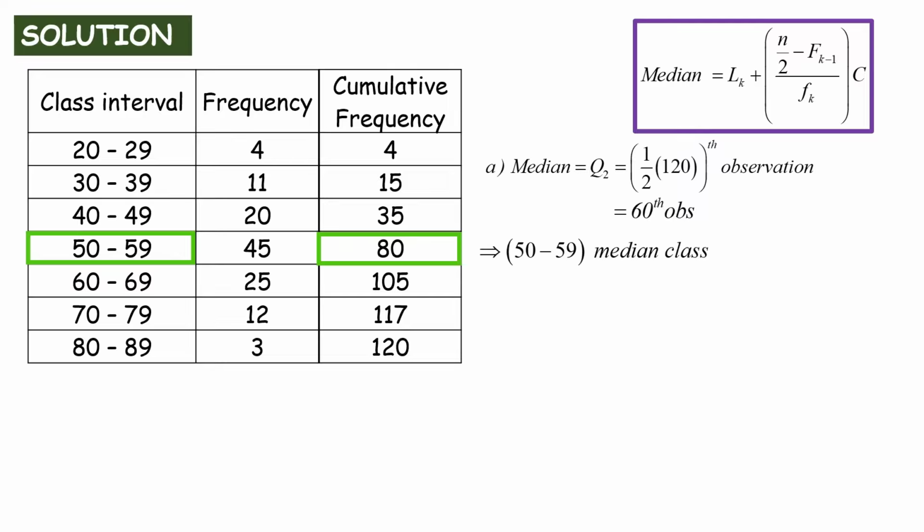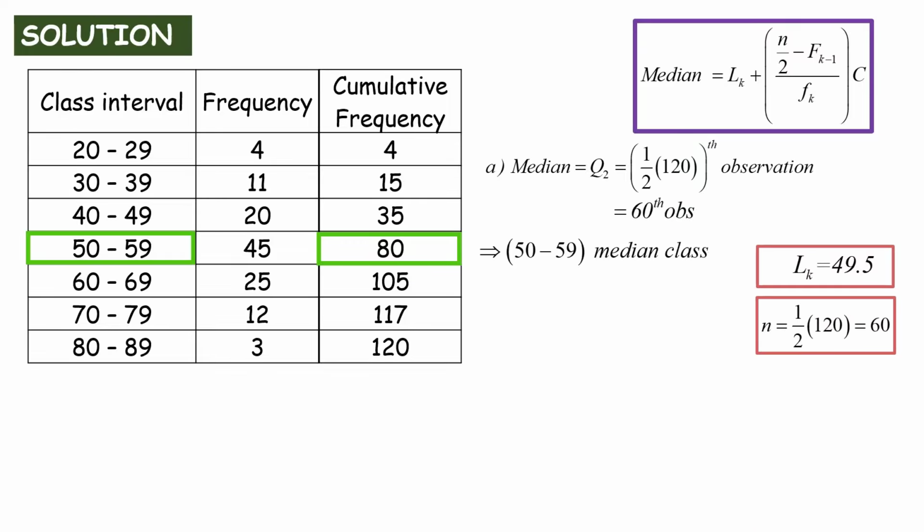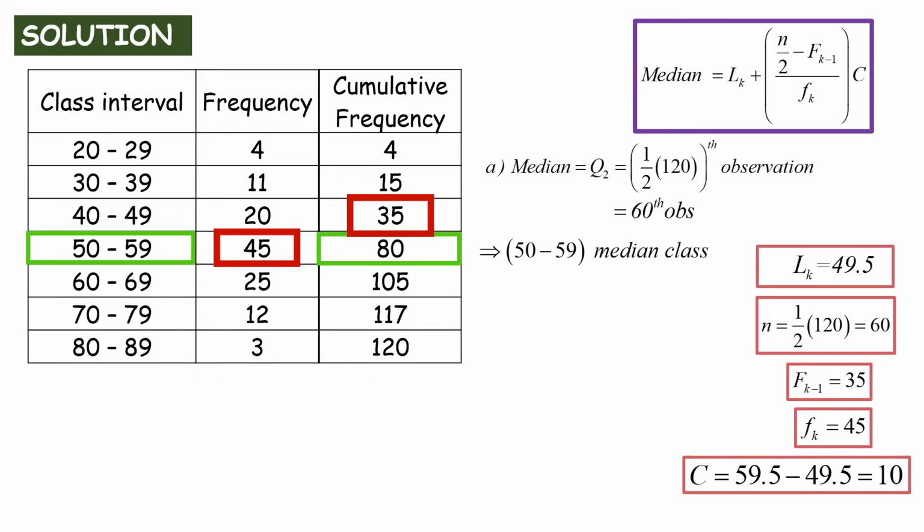We can see that we need the value of Lk, which is the lower boundary of the median class. The lower boundary of the median class is 49.5. The value of n over 2 is 120 over 2, which is 60. F(k-1) is the cumulative frequency before the median class, so we need to add all frequencies before the median class. Cumulative frequencies before the median class is 35. fk stands for the frequency of the class, which is 45. C is the class width of the class, which is 10.